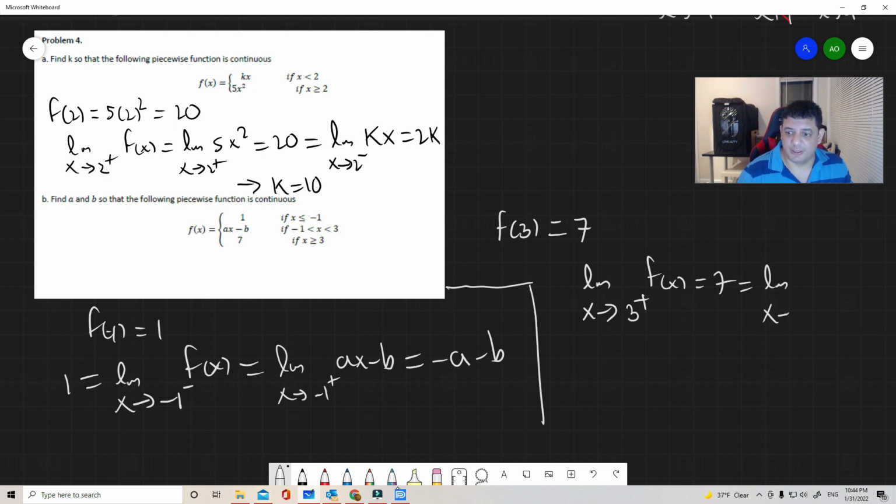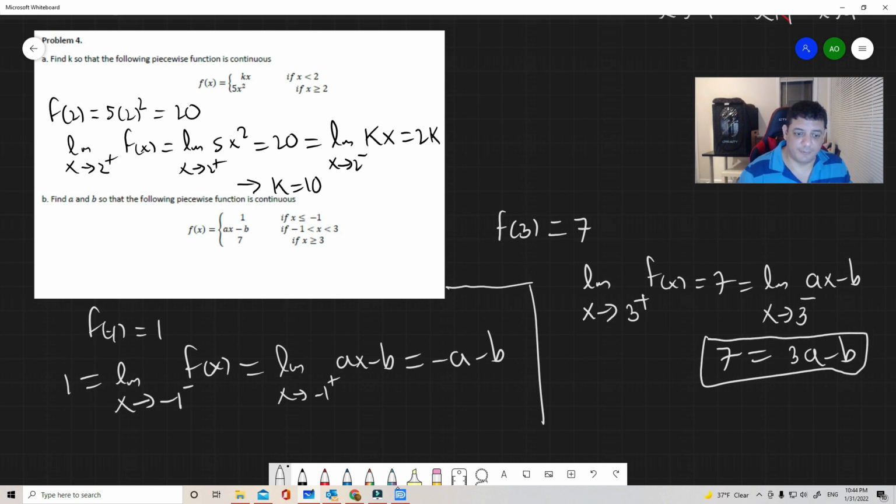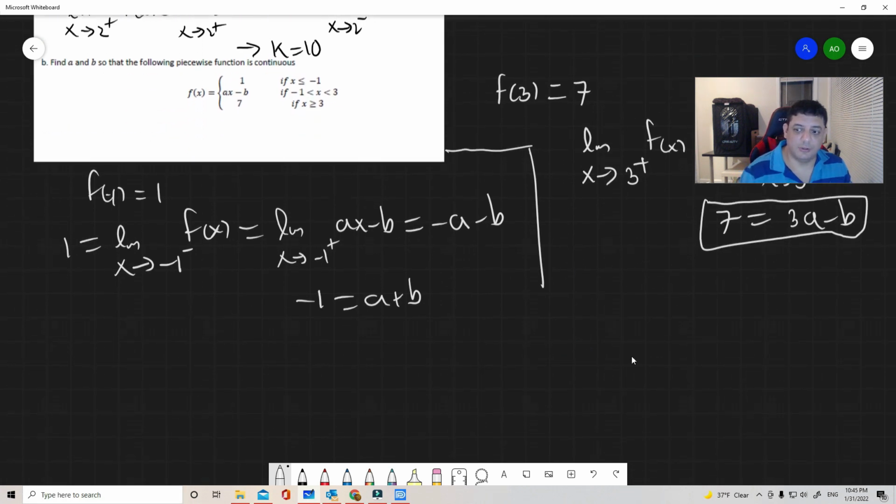But then we need the limit from the other side to be exactly the same thing. And that limit is going to be given by ax minus b. So that means that if I plug in 3, I'm going to have 3a minus b equal to 7. So notice this is giving me an equation. And from here, I have another equation: a plus b equals -1 if I factor out this minus. So now I have a system of equations that I need to solve to find the values of a and b. I have 3a minus b equals 7, and I have a plus b equals -1.